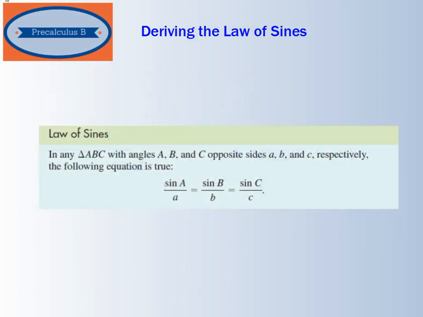So simply put, in any triangle ABC with angles A, B, and C, and the opposite sides are lowercase a, lowercase b, and lowercase c respectively, the following equation will always hold true: sine of A over a is equal to sine of B over b, which is equal to sine of C over c.